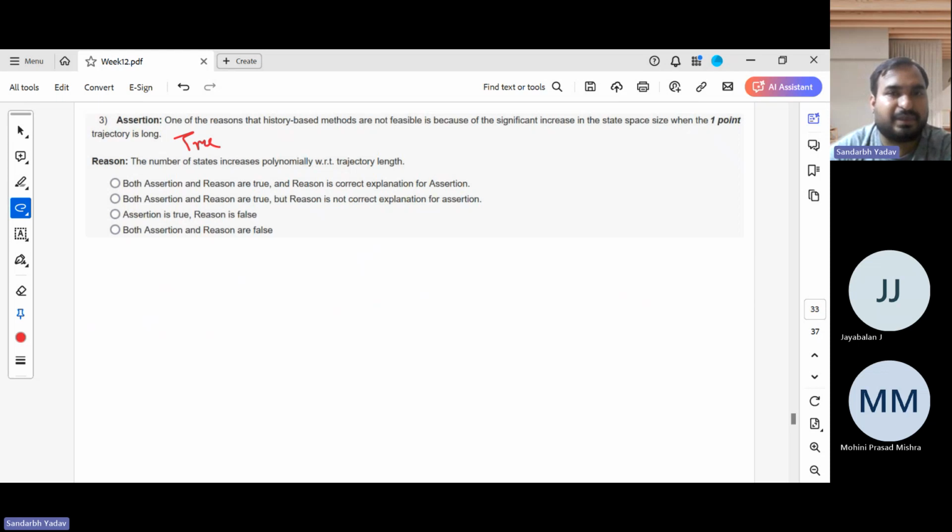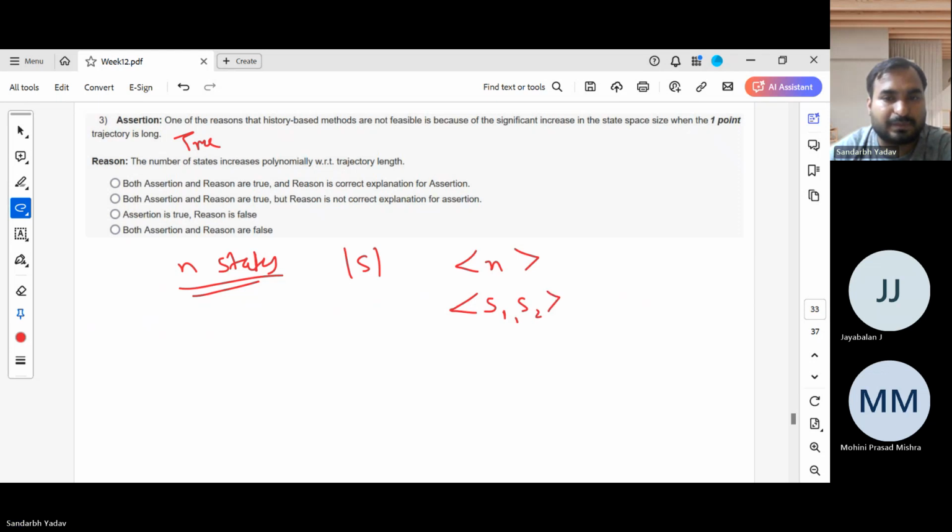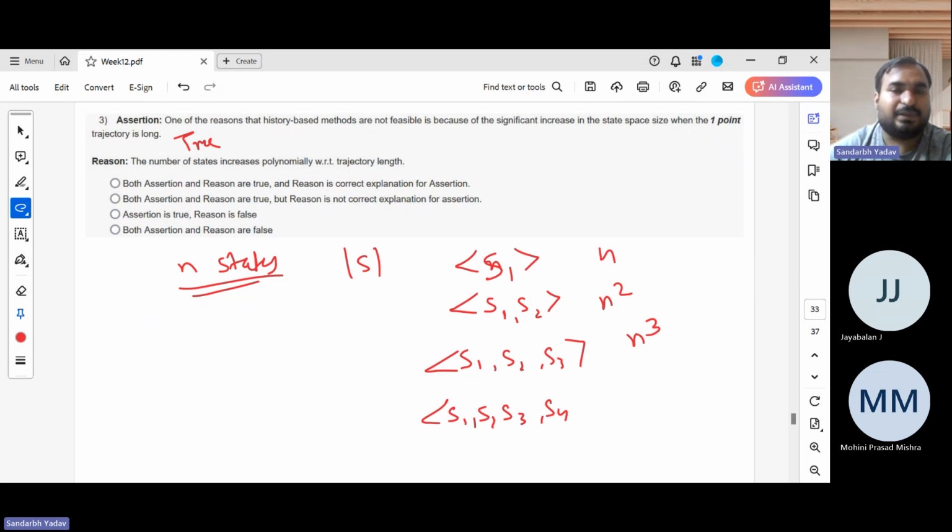We remember what happens with history-based methods. Suppose there are n states. At the first step, you will have just n possibilities. But next, you will have state one and state two, so the combinations will be n squared. Then the third step, s1, s2, and s3, so the possible combinations will be n cubed. Then s1, s2, s3, and s4, these subscripts are time steps, so the possibilities will be n to the 4. In this way, you can see it's not feasible because there is a significant increase in the state space size when the trajectory is long.